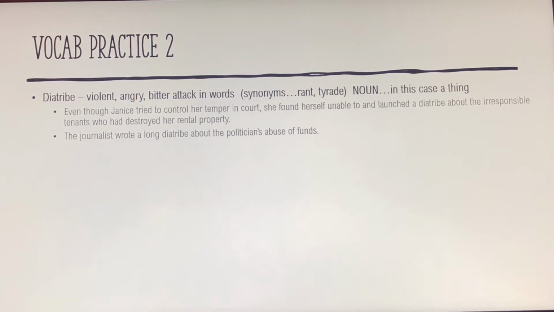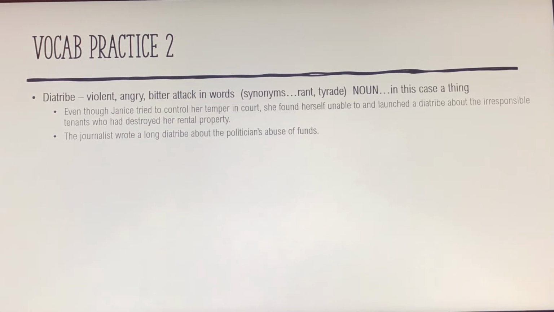So look at these sample sentences. The first one says, even though Janice tried to control her temper in court, she found herself unable to, and launched a diatribe about the irresponsible tenants who had destroyed her rental property. Okay, so Janice is obviously upset with these tenants, these people that lived in her rental home, right? And she has taken them to court because apparently they were irresponsible.